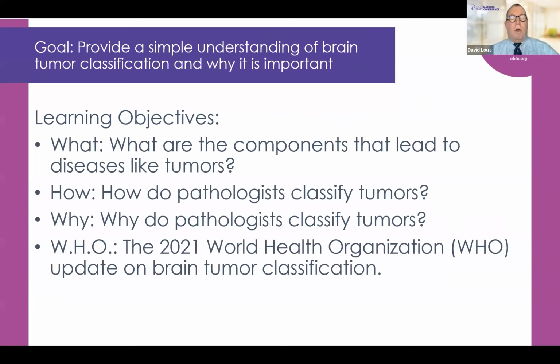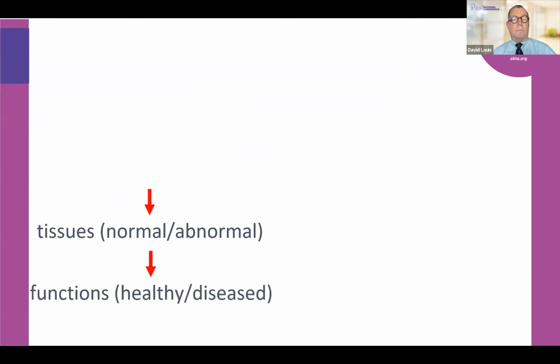What we're going to talk about are what are the changes that occur to lead to something like a tumor developing. By understanding what those changes are, you can then understand what pathologists do to classify tumors. And we'll talk about why pathologists classify tumors, and then the specific guidelines that they use, which is the WHO part of it, the World Health Organization part of it. And just this past year, there was an update to that classification.